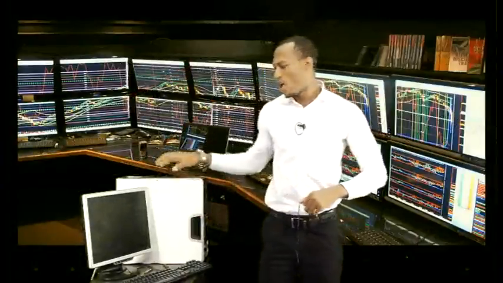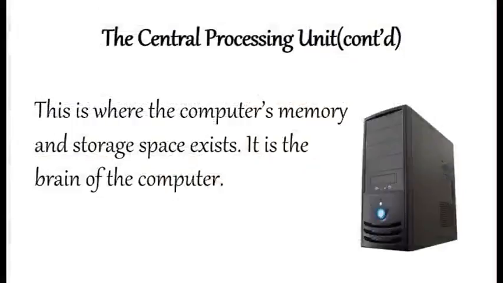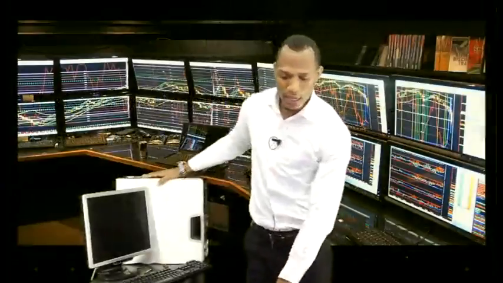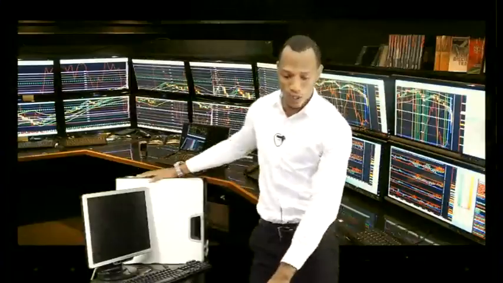Now, the central processing unit, which is the CPU, is one of the most important parts of the computer. They call it the brain of the computer because it does most of the calculations, and it's the most important element of the computing system. The central processing unit performs functions like processing what the user is doing and bringing it into the output, which is displayed on the screen for the user to see.